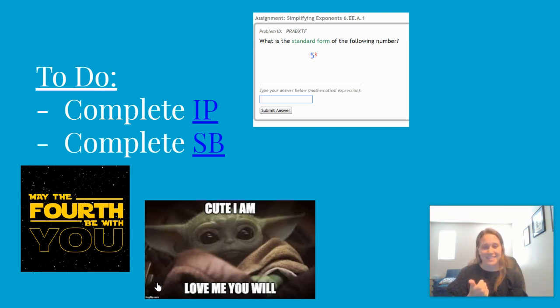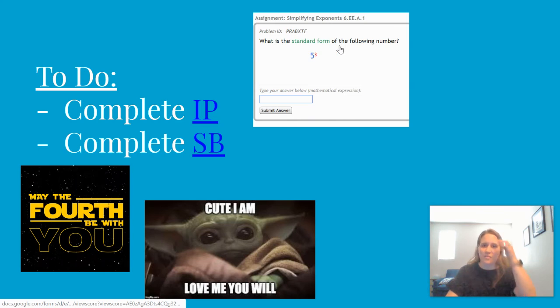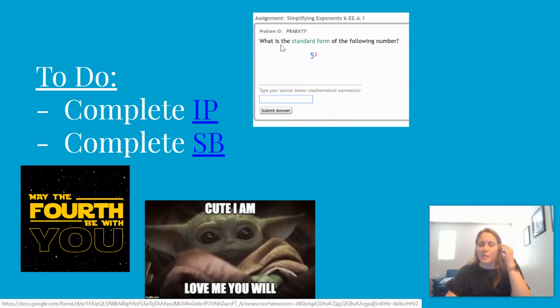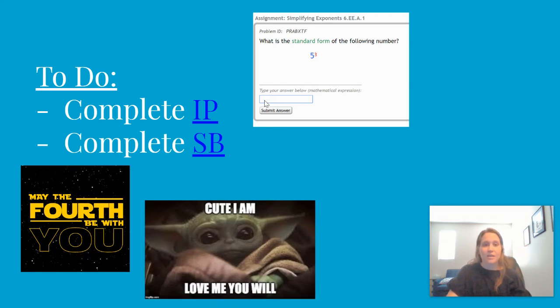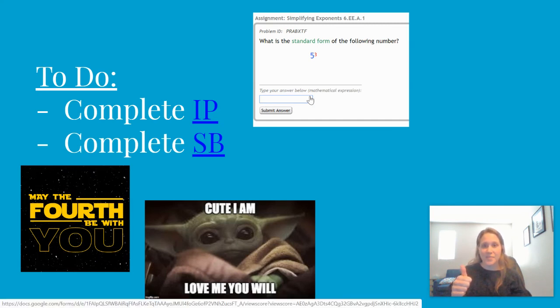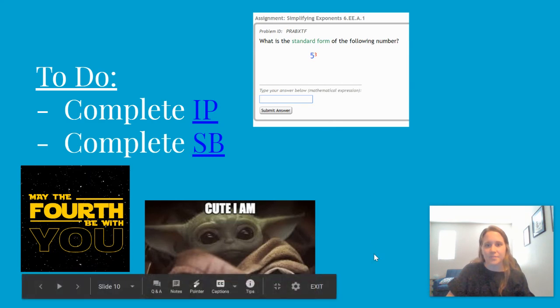You have your independent practice to complete today and a skill builder. Your skill builder looks like this. So take a look. It says, what's the standard form of the following number? We didn't talk about standard form. That's just evaluate. So what is 5 to the power of 3? Remember that 5 to the power of 3 is 5 times 5 times 5. 5 times 5 is 25, times 5 again is 125. So I would just type in 125 into this box. That's how I get the right answer, okay? So just solving those exponents.